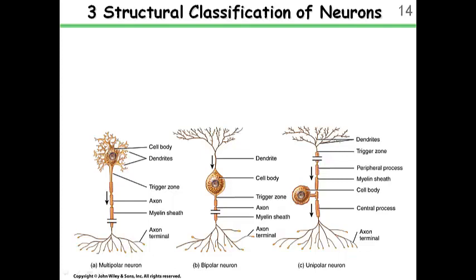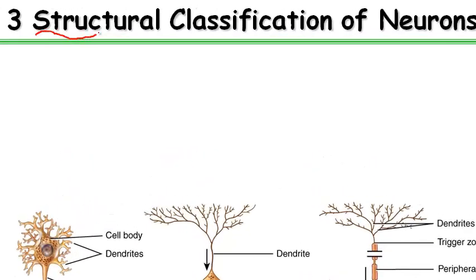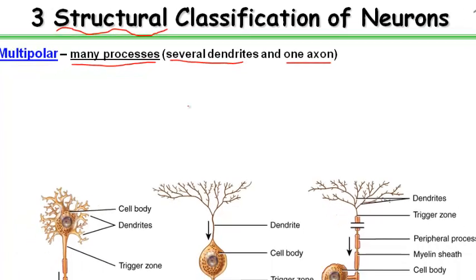Next thing we can do is classify neurons. So there's different types of neurons. And this is going to classify our neurons based on structure. Structure of the neuron, not necessarily functional classifications, which we'll do next. So there are multipolar neurons. Multipolar means many processes, many things sticking off of the cell body. So there could be several dendrites and maybe one axon.